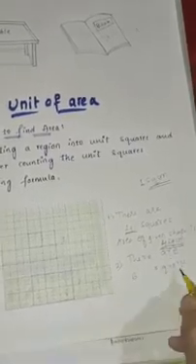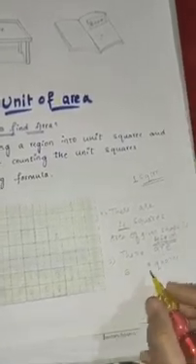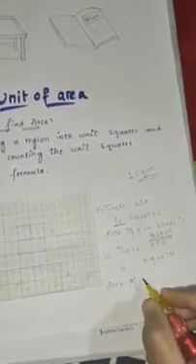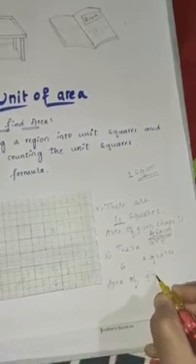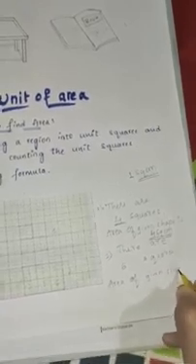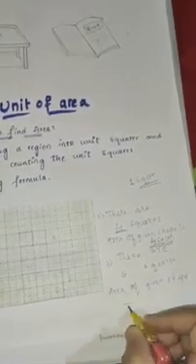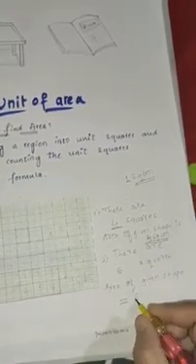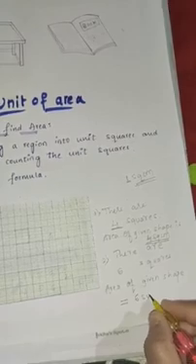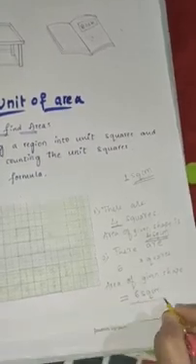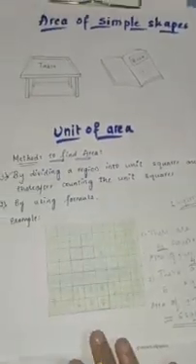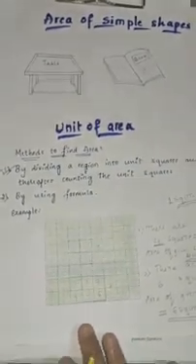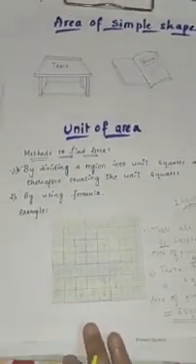There are 6 squares in the second figure, right? So the area of the given shape is 6. Tell me what is the unit here? Yes, square centimeter. Understood, children? That is how to find the area of the given shape. Let's take some other examples.